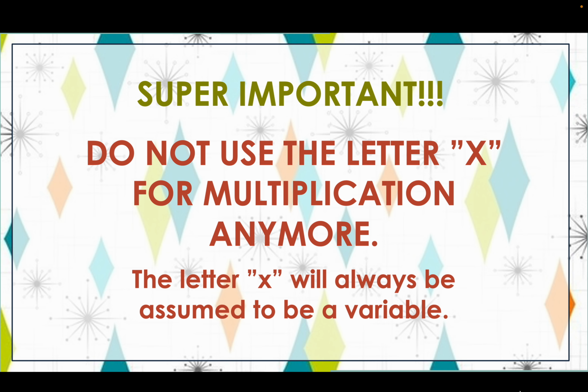All right, so super important. Do not use the letter x for multiplication anymore. Now that we have variables, every time you write down the letter x, we are going to assume that you're writing it as a variable, not as a multiplication sign. If you want to show multiplication, you either need to use parentheses, you can use the dot, or if it's a number and a variable, you don't need to use a symbol at all. You can just put 9x, and we would know that that's 9 times x. So on your test, make sure you do not use x for multiplication. We will automatically assume that you mean the variable x.